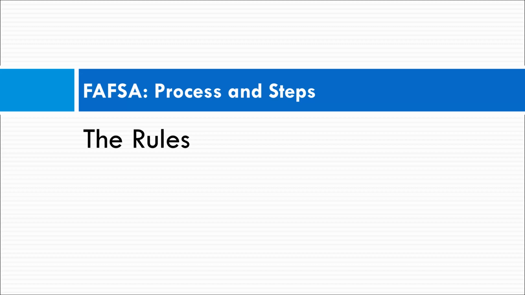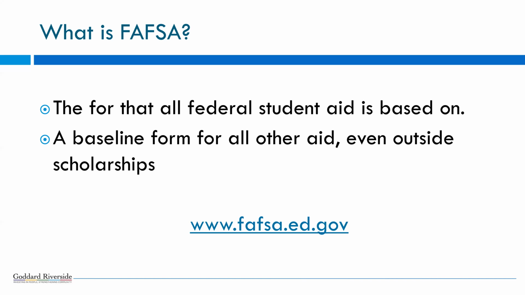So the rules of FAFSA. Let's start out with what is FAFSA. The FAFSA is the Federal Student Aid form, the form that all federal student aid is based on. It's the baseline for all other aid, and it can be accessed at www.fafsa.ed.gov. And again, the name of the application says it all. It is the Free Application for Federal Student Aid. So you should not be paying to submit this form, and make sure that you're not.